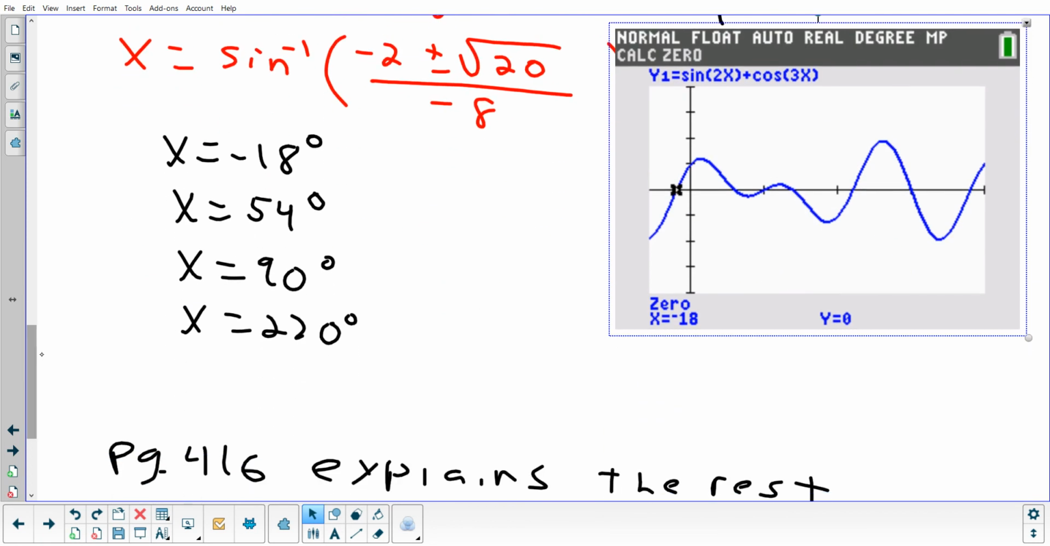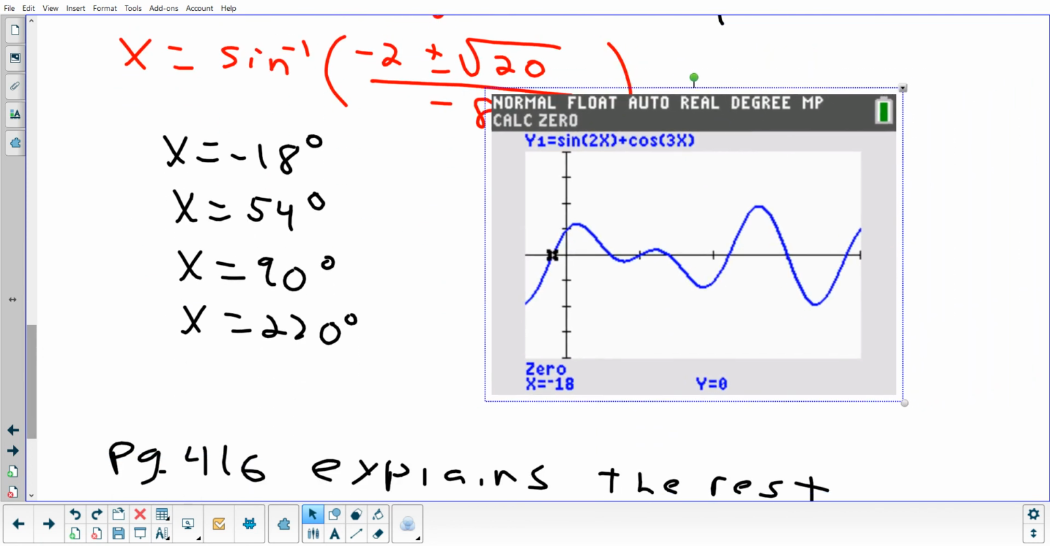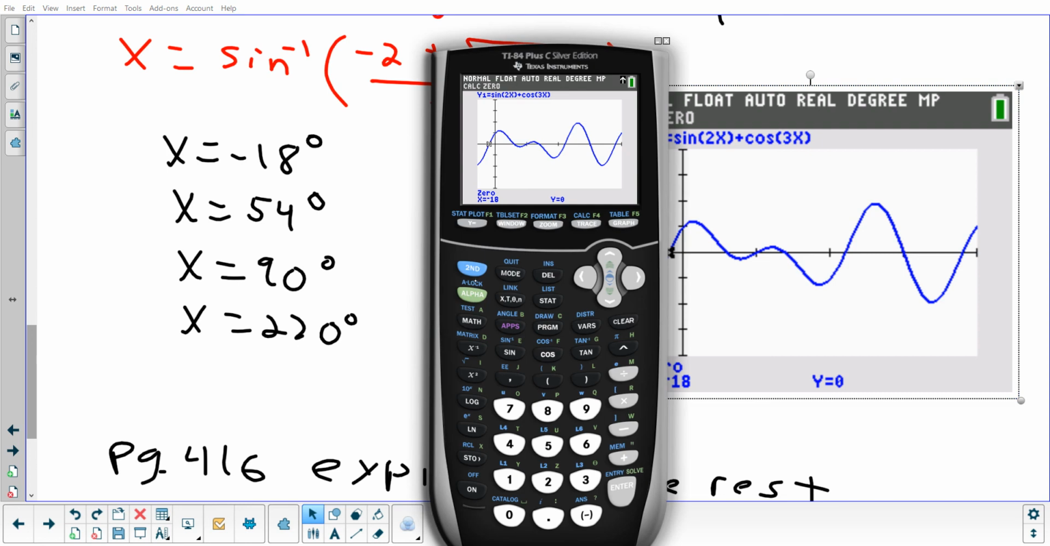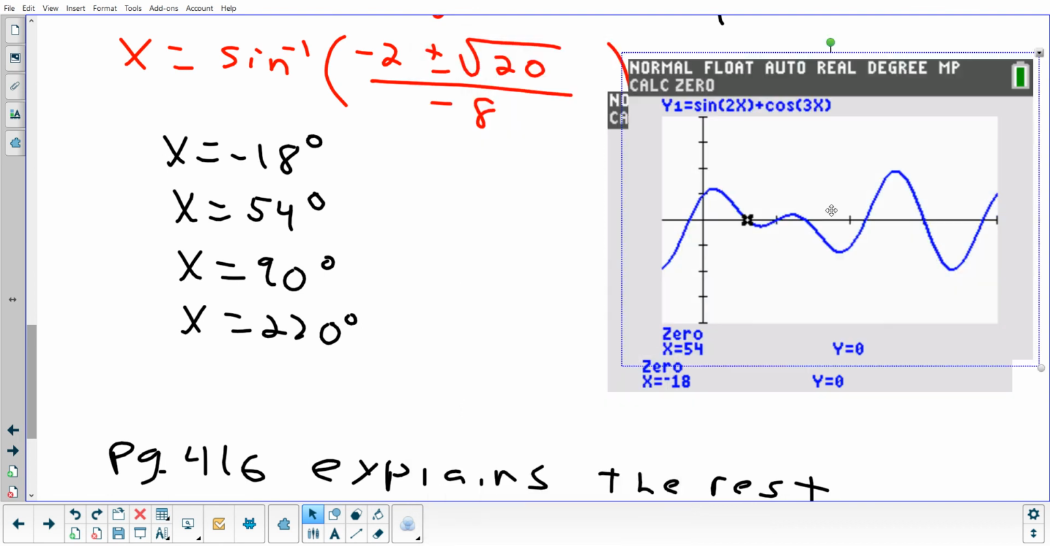All right, so there's one of them. That's the negative 18. Let's check second calc 0. Hopefully this one is around the 54. That's what we're hoping for. Good. So there's another one. So we got a 0 at negative 18.